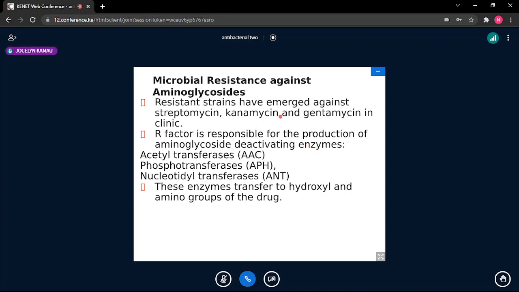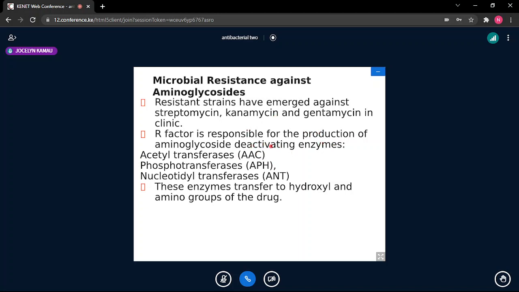Do remember, we've done this, I don't know whether you are doing it in pharmacology or in medical microbiology, where we discussed resistance and how you can transfer resistance from one microorganism to another. There is what we call conjugation, where you just transfer. You have the R factor. The R factor encodes for the resistance gene, and it can move from one resistant microorganism to the other through those bridges that you form through conjugation. So that is a major problem, that the R factor is responsible for production of aminoglycoside deactivating enzymes.